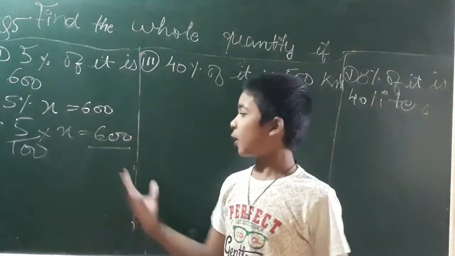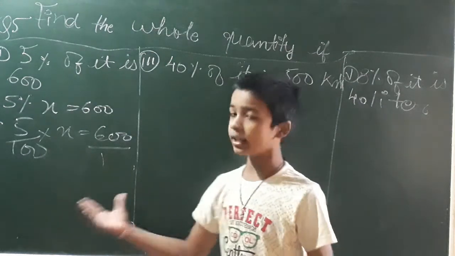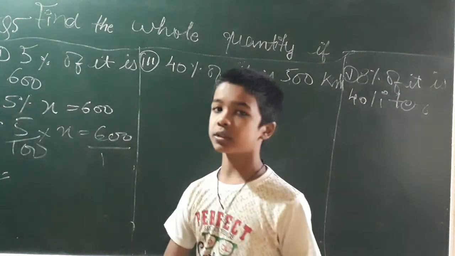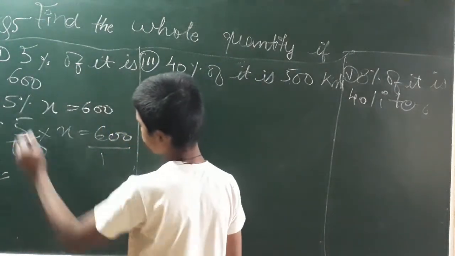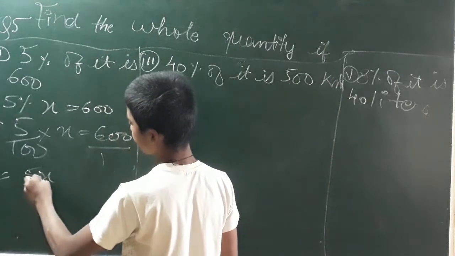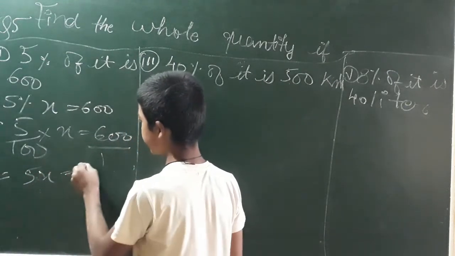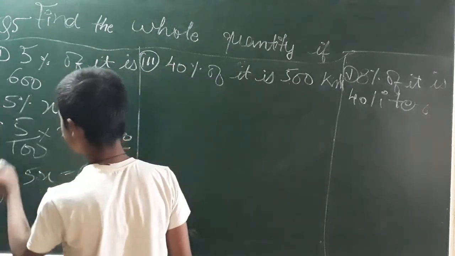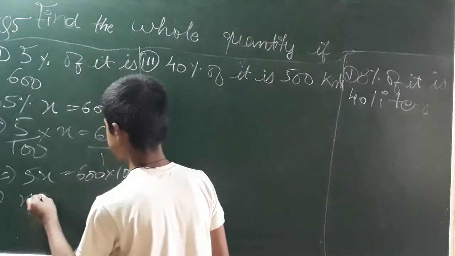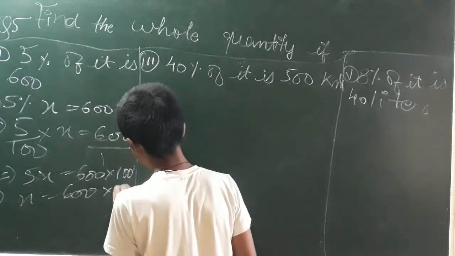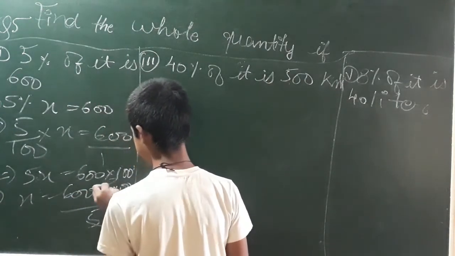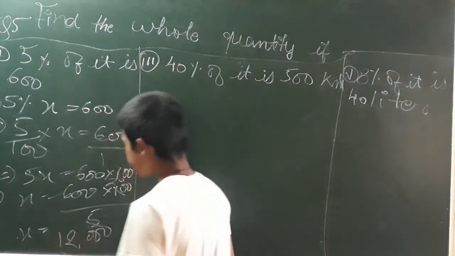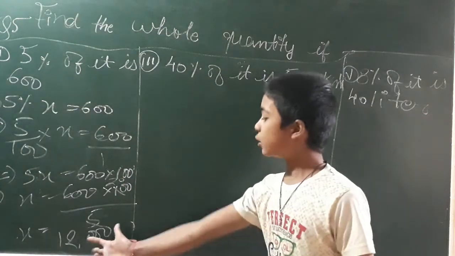There are two ways to solve this: cross multiplication and the usual method. This time I am showing you the cross multiplication method, and later I will show the other method. Cross multiplying, 5 multiplied by x is 5x, and 600 multiplied by 100. So x is equal to 600 multiplied by 100 upon 5, which is 20. The value of x is 12,000. Hence the whole quantity is 12,000.